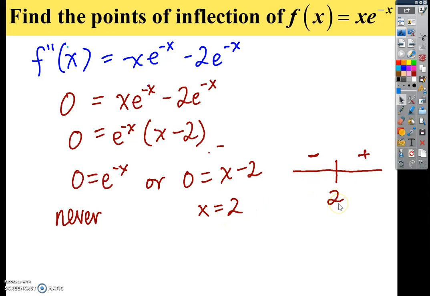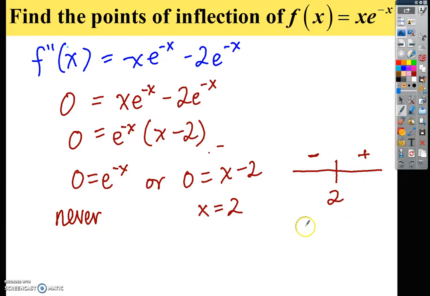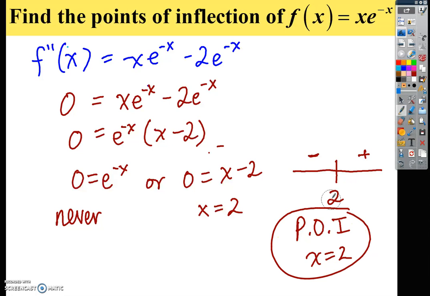I checked the sign, and when I'm smaller than 2 it's going to be a negative number, and when I'm bigger than 2 it's a positive number, and therefore 2 is our point of inflection. Point of inflection, x equals 2. And so that's our answer. And good luck with e to the x. It's super fun. It can be a little challenging, but it is super duper duper fun to use.